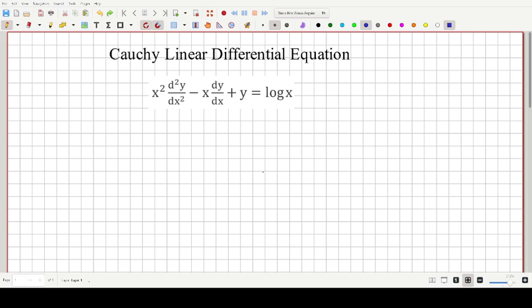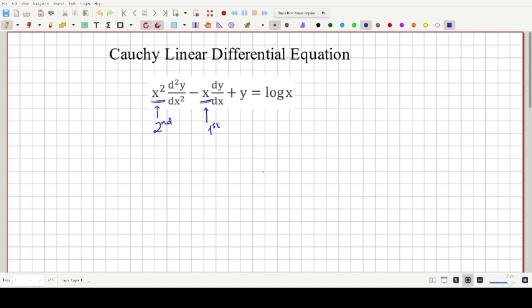This is a Cauchy linear differential equation. It is a non-homogeneous linear differential equation with variable coefficients. As you can see, the coefficient of d square y by dx squared is x squared and the coefficient of dy by dx is x, right? Now the power of x in the coefficient of d square y by dx squared is 2, so it's a second degree term, and we have got a first degree term which is the coefficient of dy by dx.